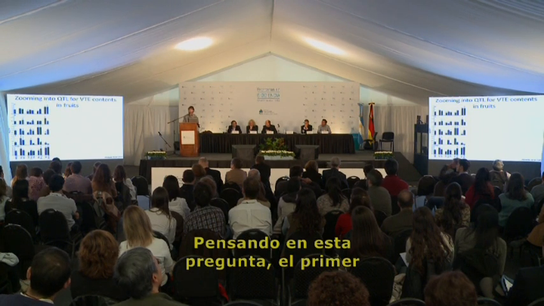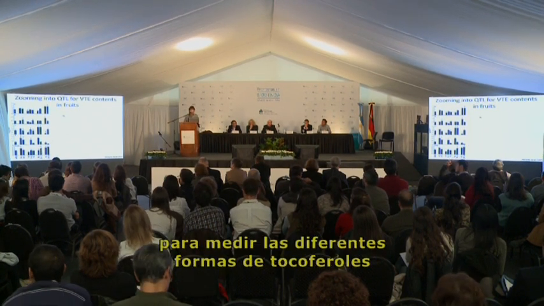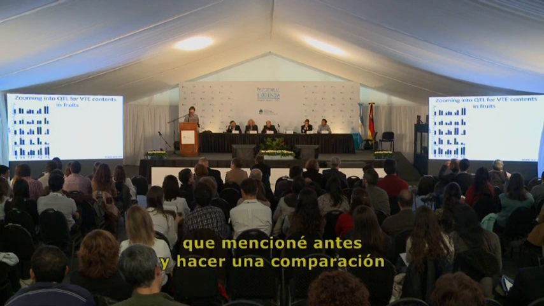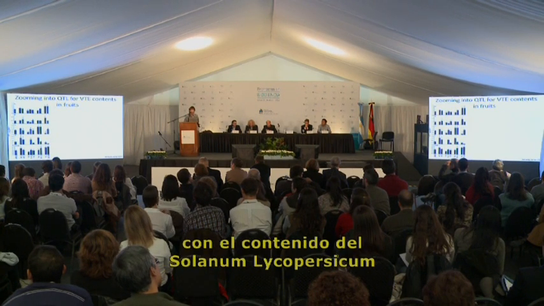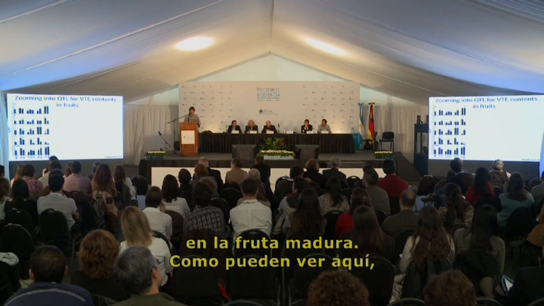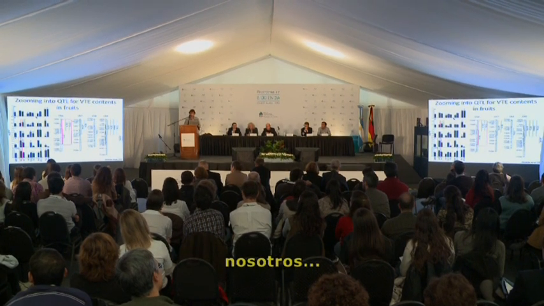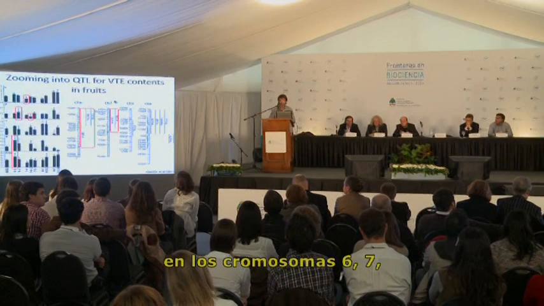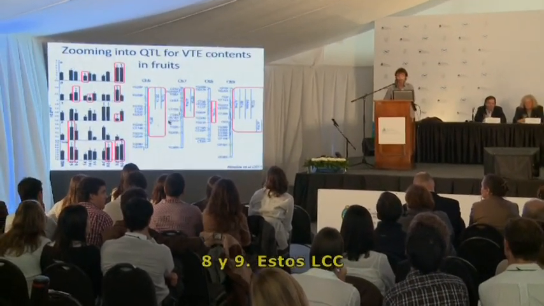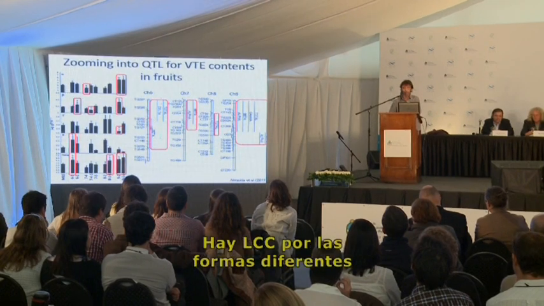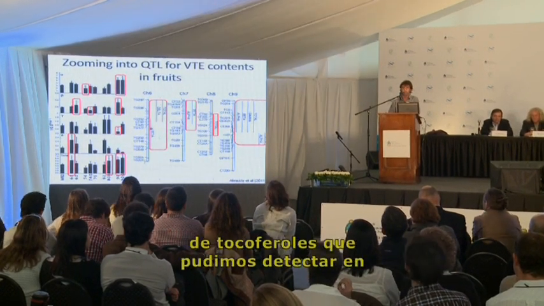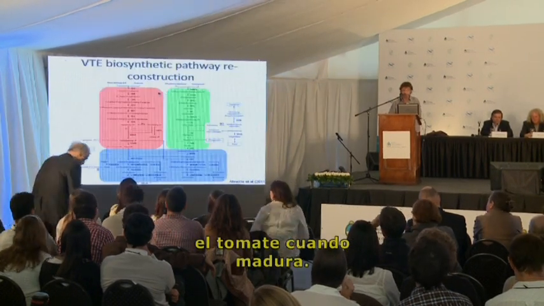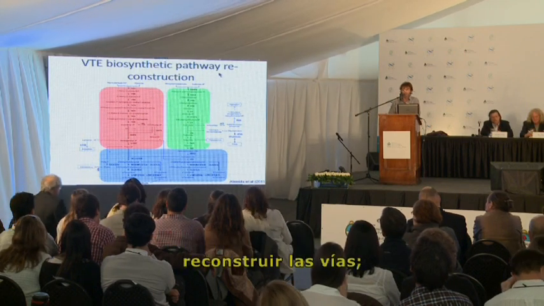Thinking about these questions, the first experiment that we did was just to measure the different forms of tocopherols in different introgression lines that I mentioned before, and compare with the Solanum lycopersicum content in the mature fruit. As you can see here, we detected several QTL at chromosomes 6, 7, 8, and 9. These are QTL for the different forms of tocopherol that we could detect in the tomato fruit when they mature.